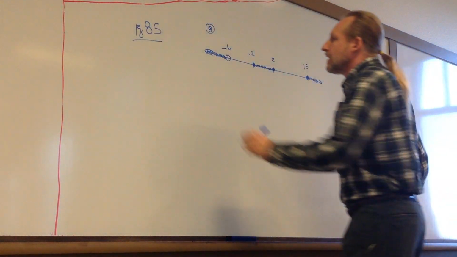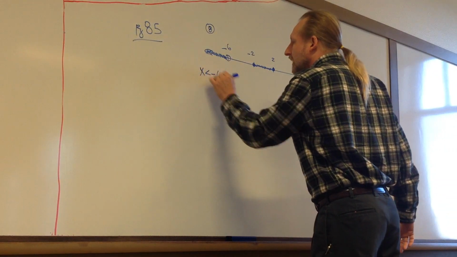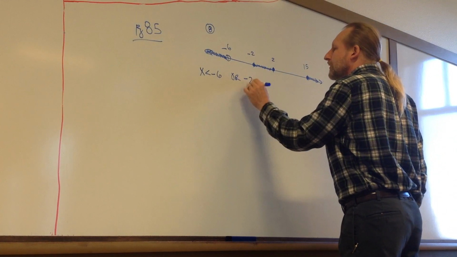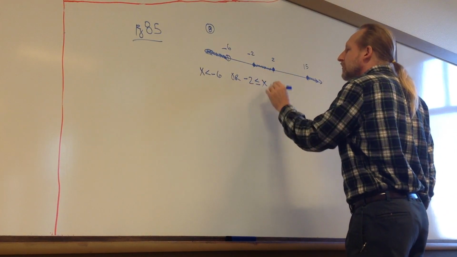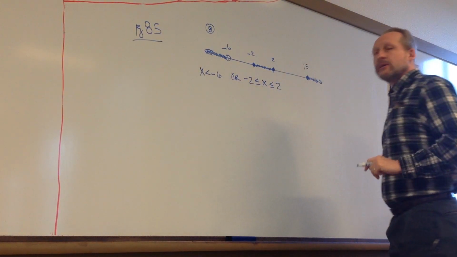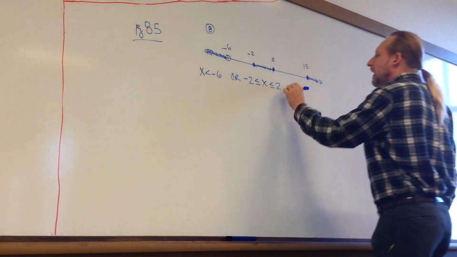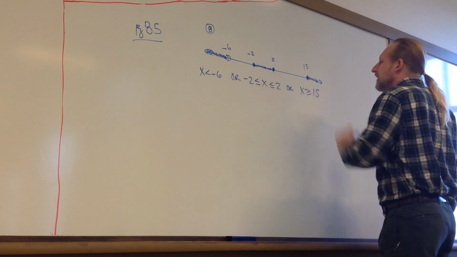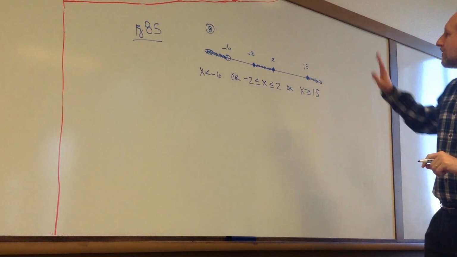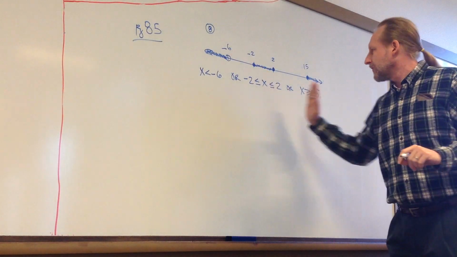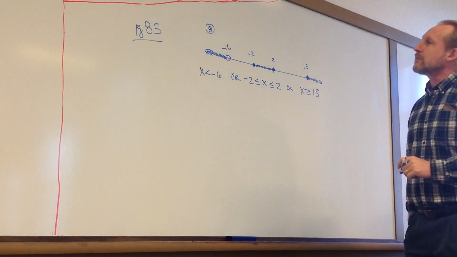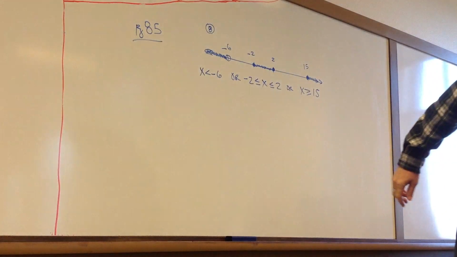We'll start over here. This one says x less than -6. Then we'll put or, and then we'll put x greater than or equal to -2, but less than or equal to +2. And then we'll do or one more time and say x greater than or equal to 15. So we've got 3 intervals. We've got the 3 separate statements separated by the word or to represent them.